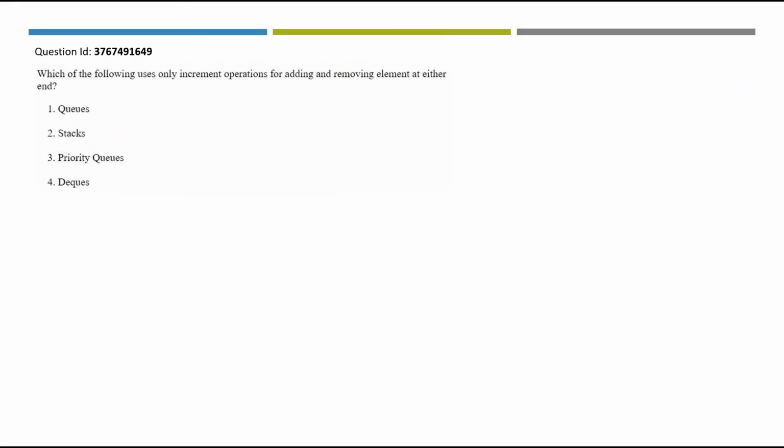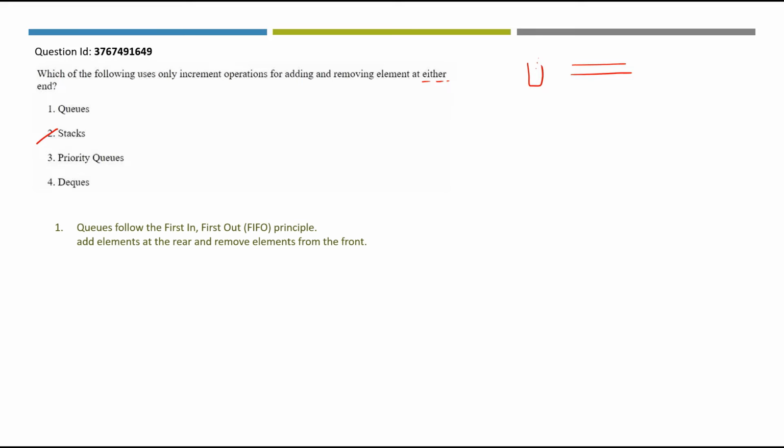Next question, which of the following uses only increment operations for adding and removing element at either end? Either end means when you take stack there is only one end. When you take queue there are 2 ends, front and rear. Similarly, when you take priority queue or DQ, there are actually two ends. So based on either end, we can say stack is definitely not a part of the solution.